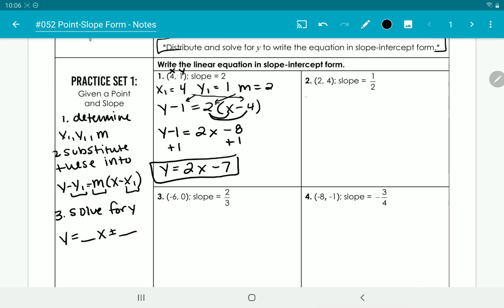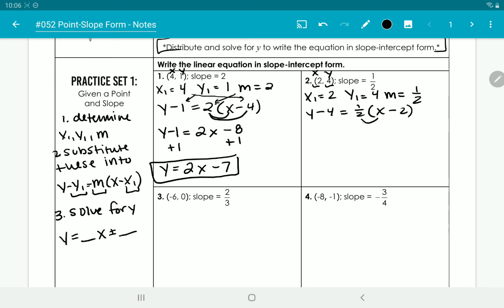So again, we have x1, y1, and the slope. Okay, so this is x and y, and that's the slope. So x1 is going to be the x value, it's 2. Y1 is going to be the y value, is 4 of these points here. And then the slope here, m, is 1/2. So again, we replace y1 here, it's 4. Slope is 1/2. X minus x1 is 2.